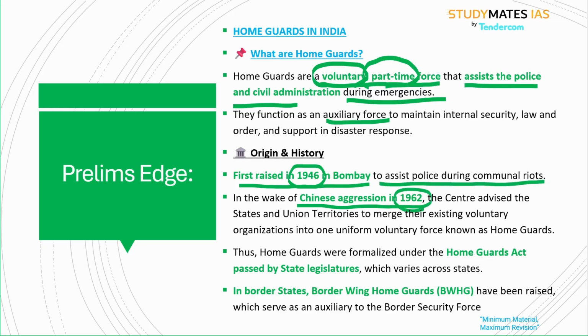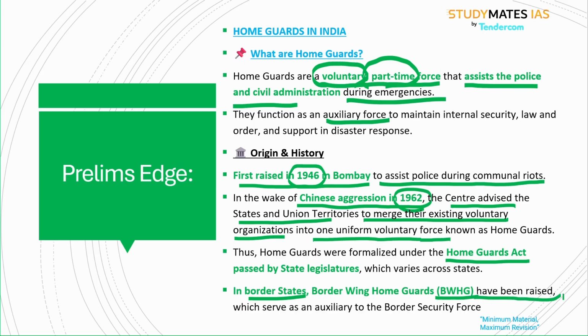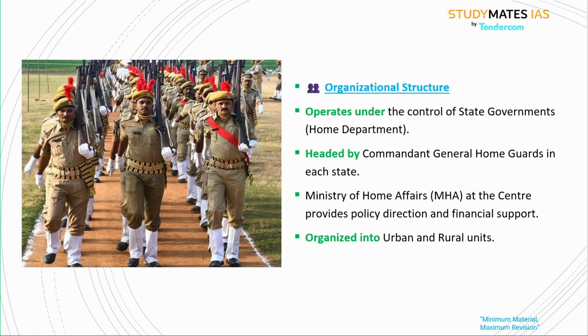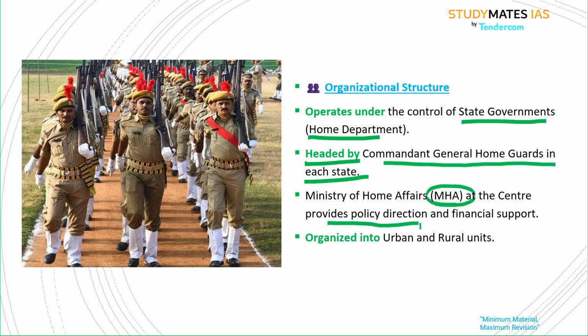But in 1962, at the time of Chinese aggression, central government advised states and UTs to merge their existing voluntary forces into one uniform voluntary force called Home Guard. As a result, state governments passed Home Guards Act, and some border states raised border wing Home Guards. See, border wing Home Guards have been raised, and they serve as auxiliary to BSF. Its organizational structure operates under state government Home Department, headed by Commandant General Home Guards in each state. MHA at the center just provides policy direction only.